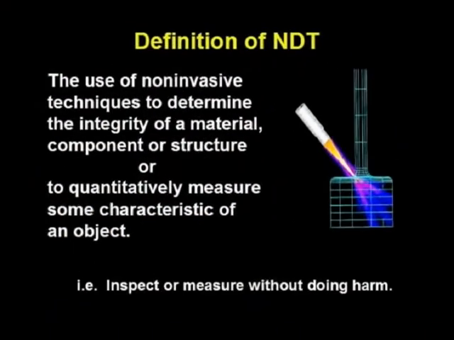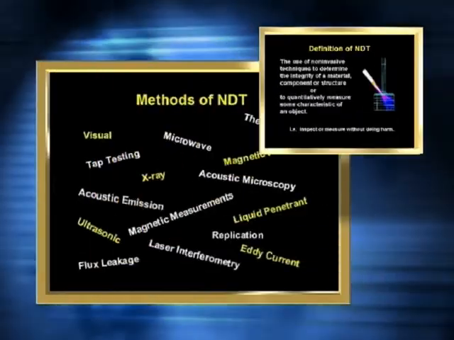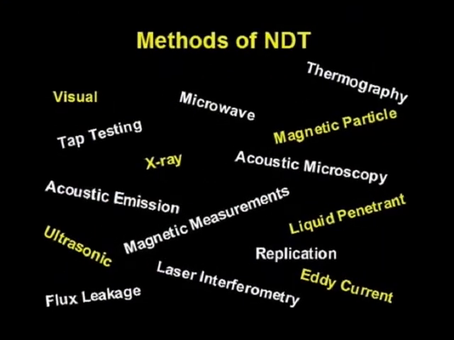NDT is the use of non-invasive techniques to determine the integrity of a material, component, or structure, or to quantitatively measure some characteristic of an object. That is, to inspect or measure without doing harm. From the physics point of view, all NDT methods use some form of energy to inspect or measure non-destructively. Thus, there are many possible methods, depending upon the feature of interest.